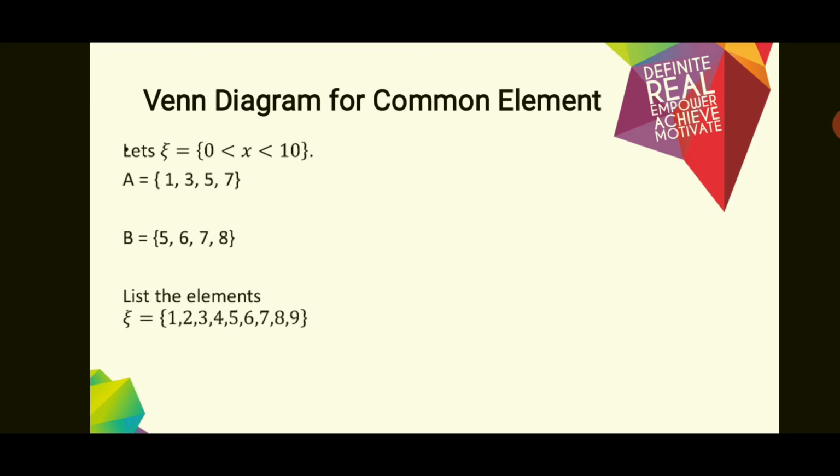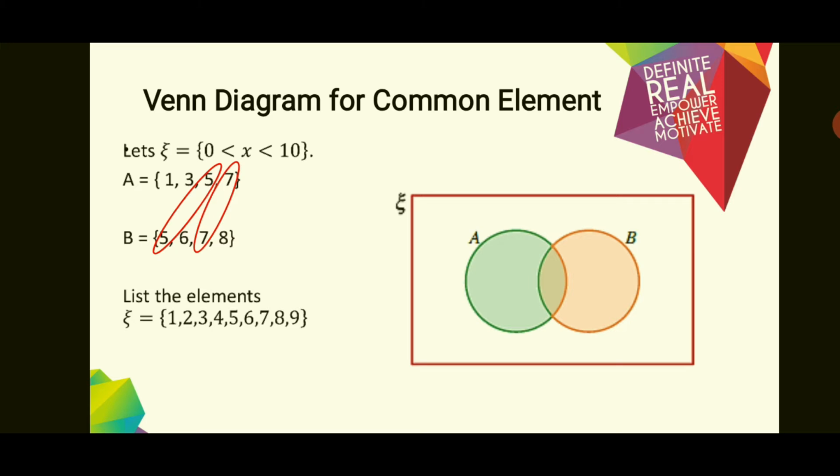The next type is the Venn diagram for common elements. The same universal set, and A and B are listed there. The first thing is still to list the elements of the universal set. The next thing that we need to do is to identify which elements are common. As you can see, 5 and 7 are common elements between A and B, because there's 5 and 7 in A, and also there's 5 and 7 in B. So the diagram should be like this one.